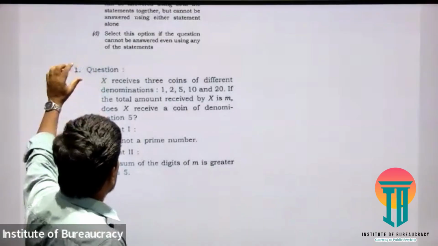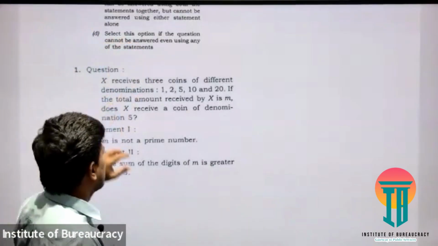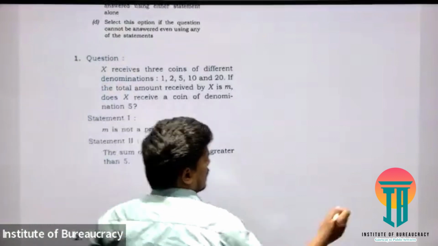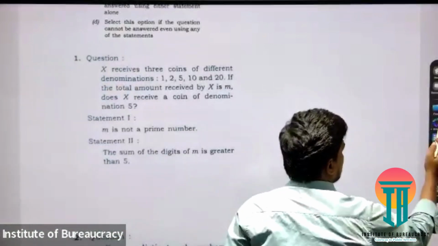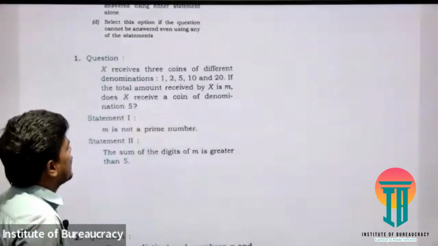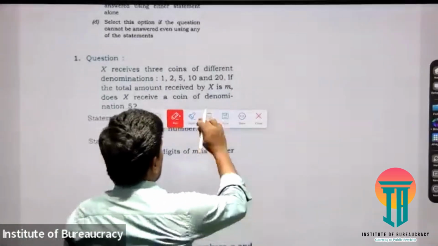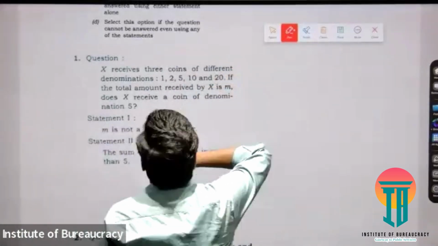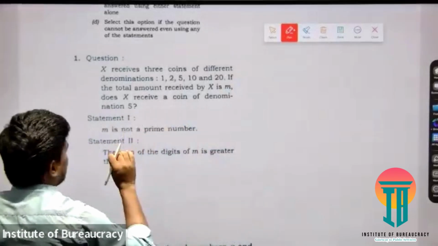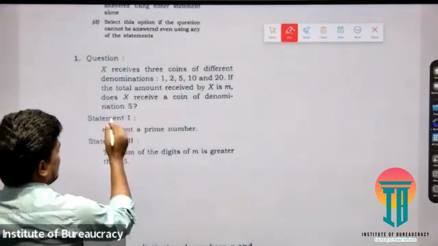Okay, so five questions are given in this pattern. So let us take the first question and the answer. The first question is: X receives three coins of different denominations from 1, 2, 5, 10, and 20. If the total amount received by X is M, does X receive a coin of denomination 5?